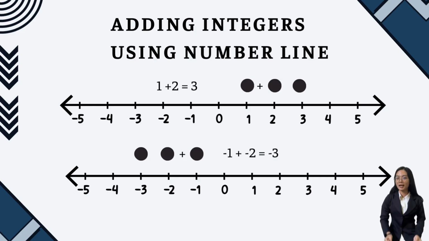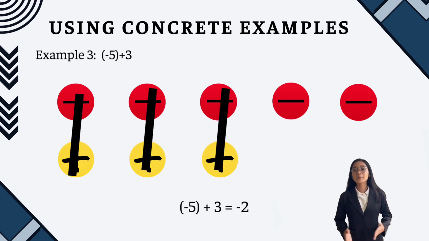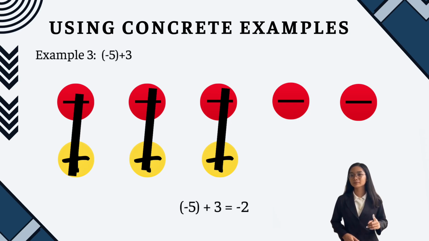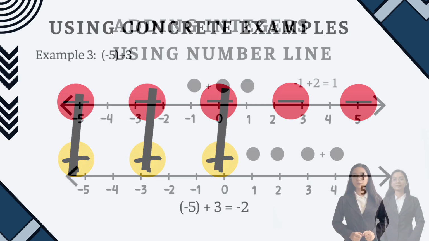So understand, class? Next, I'll be showing you how to add different signs using concrete examples, which is -5 plus 3 is equal to, look at the picture. We have 5 negative signs, the red ones with the minus signs, and 3 positive signs, the yellow ones with the plus signs. So, class, -5 plus 3 is equal to, correct, -2.